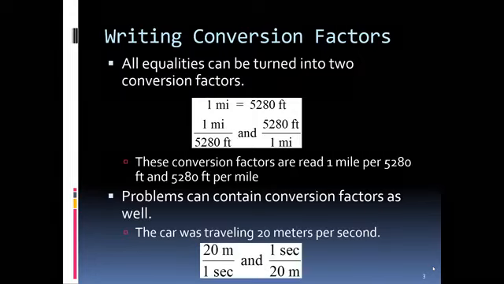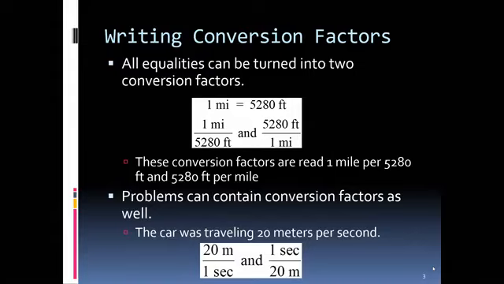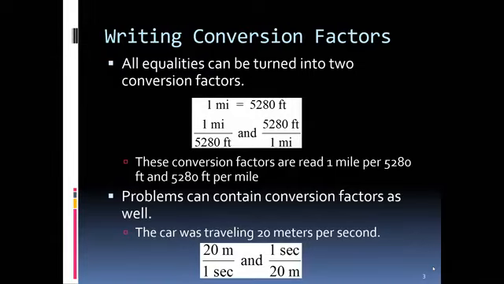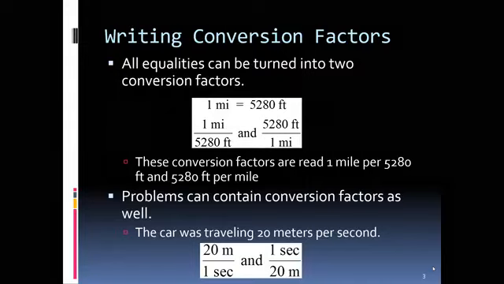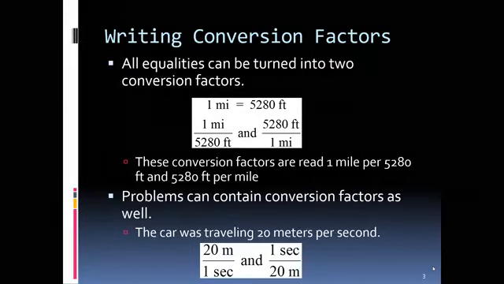You can also generate conversion factors from text within a problem. For example, in a problem you might see a statement that says the car was traveling 20 meters per second. This means you can generate two conversion factors, 20 meters per 1 second or 1 second per 20 meters. Which conversion factor you use or need will depend on the specific question posed by the problem. We'll look at some examples shortly.